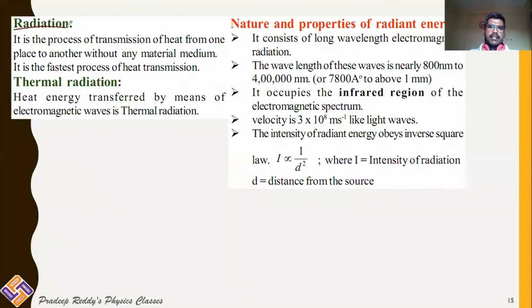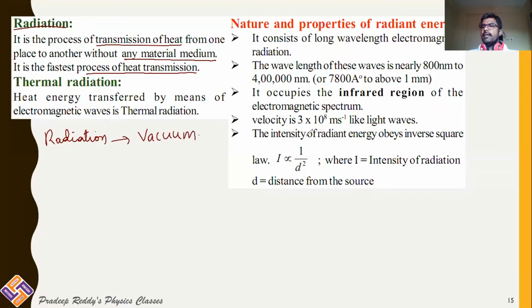Radiation is the process of transmission of heat from one place to another without any material medium. It is the fastest process of heat transmission. Usually radiation takes place in vacuum also. It does not mean that radiation does not take place in air or liquid. Radiation does take place in liquids as well as solids, but in vacuum even heat transfer takes place. That is called radiation. If heat is transferring through a solid, it should be called conduction.